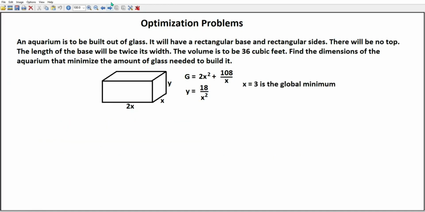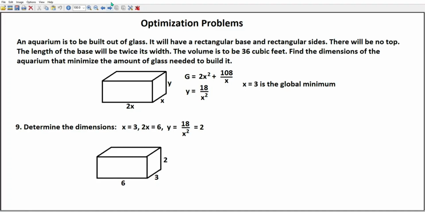The next step is just to find what the dimensions are, and we know x is 3, which means that the long side of the base is 2x or 6, and the height is y equals 18 over x squared, which is 18 over 9 or 2. And that gives us a 6 by 3 by 2 aquarium.